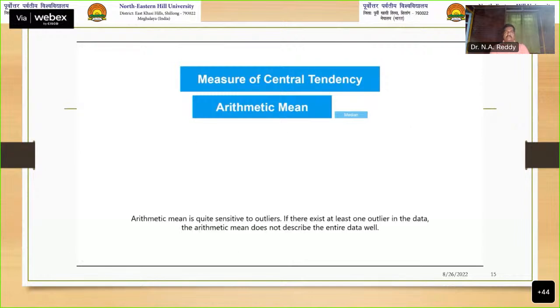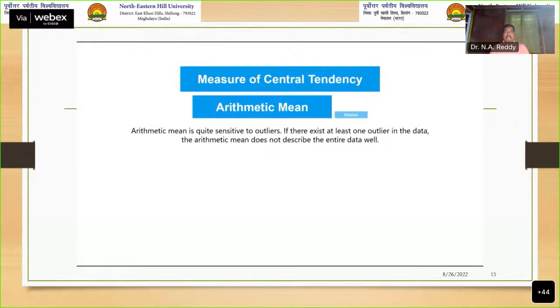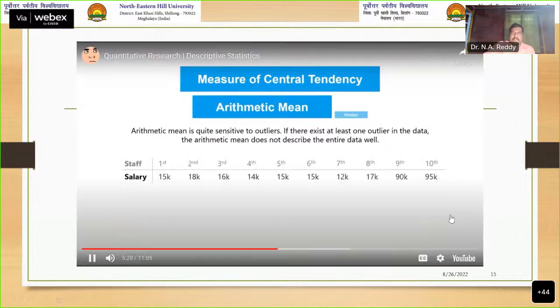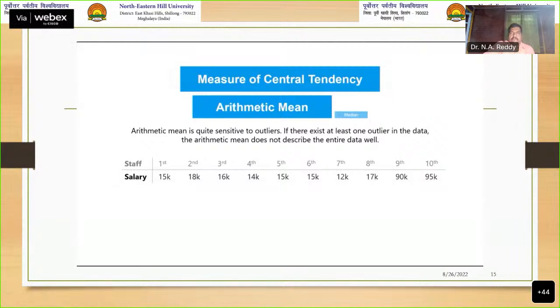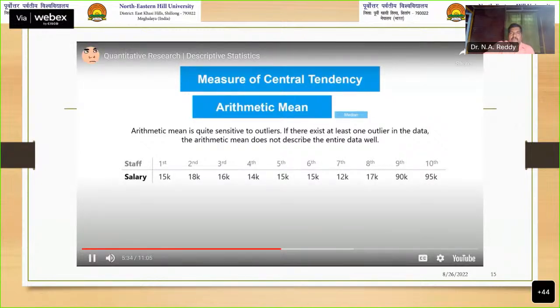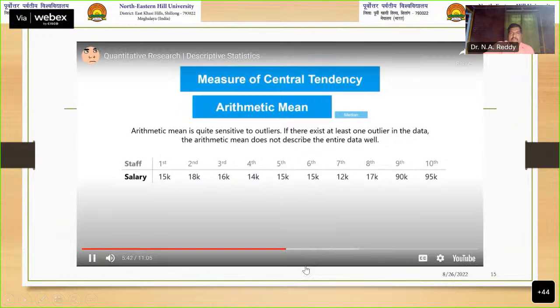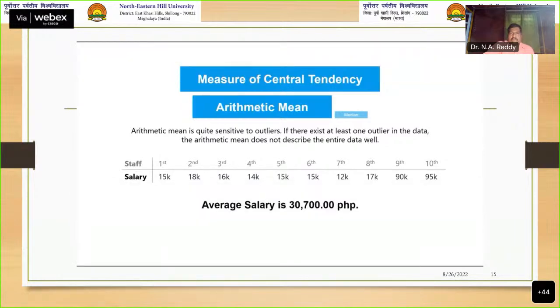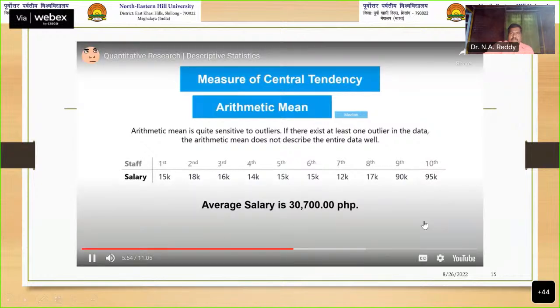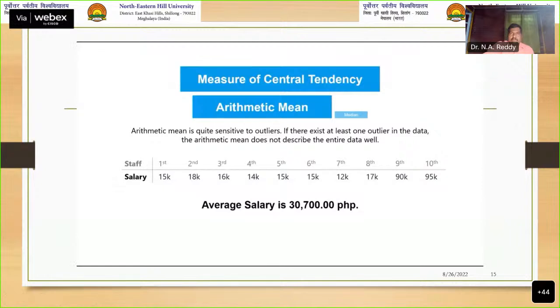In addition, arithmetic mean is quite sensitive to outliers. If there exists at least one outlier in the data, the arithmetic mean does not describe the entire data well. For example, consider the wages of 10 staff at a factory below. Notice that staff 9 and 10 have significantly large salaries compared to the other 8. We may consider them as outliers. If we try to compute the mean salary of the sample, we get 30,700 pesos. Clearly, this value does not represent the sample effectively since 8 of the samples are below it, whereas 2 of them are above the average.